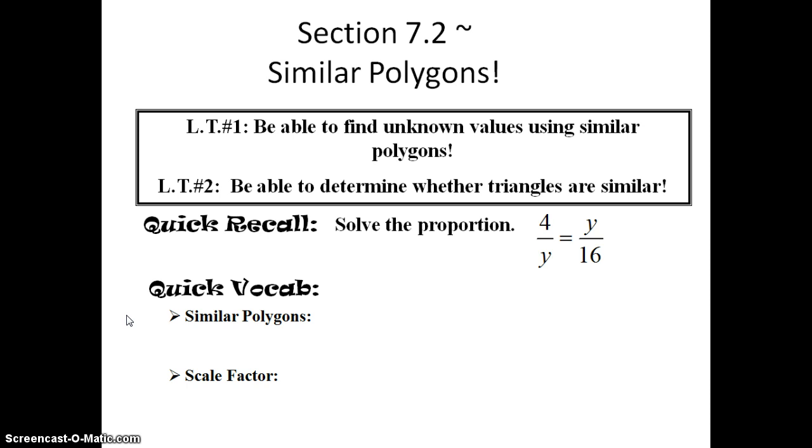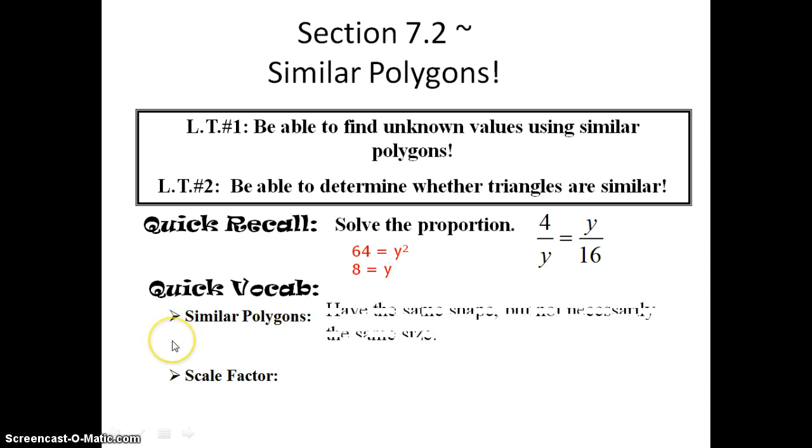So, solve the proportion. Remember, whenever you're solving a proportion, you need to cross multiply. So whenever you cross multiply, you're going to get that y squared is equal to 64, or 64 is equal to y squared, either one. And you take the square root of both sides and you're going to get that y is equal to 8.